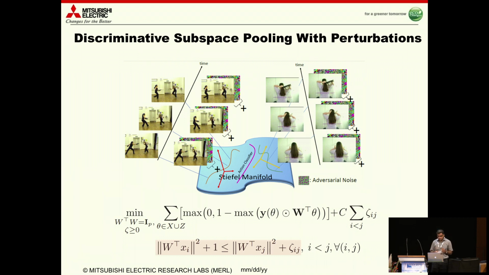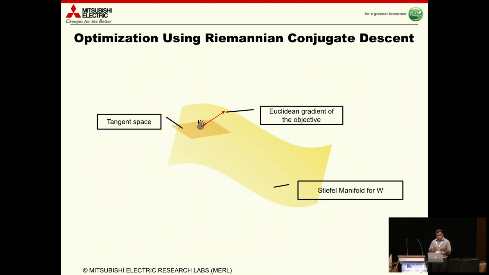So once we solve this optimization problem, you get a W matrix, which is used as a subspace representation. And since it's an orthogonal matrix, it's not a Euclidean object. It lives on something called a Stiefel manifold. And so you define your action classifier on the Stiefel manifold. Now, again, it's a non-convex optimization problem. So to solve it, we resort to some Riemannian geometric approaches. We specifically use something called Riemannian conjugate gradient.